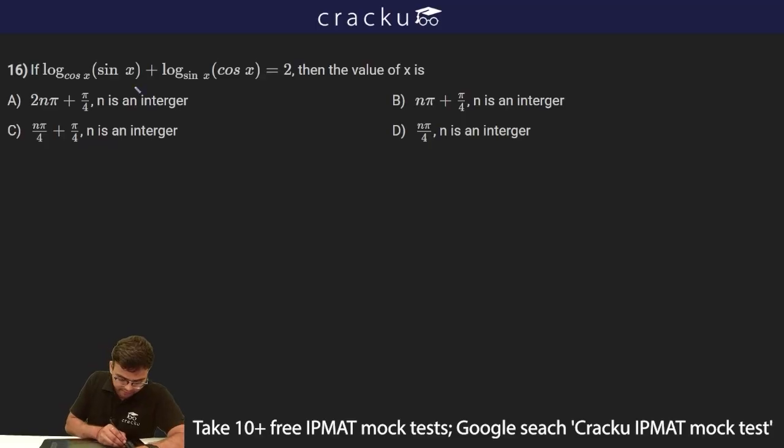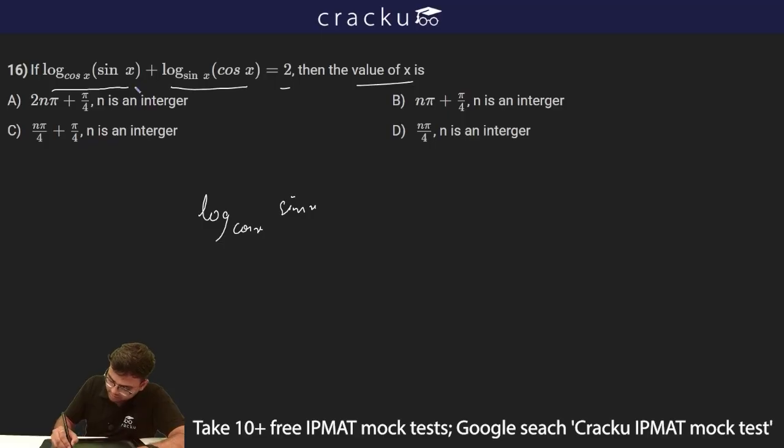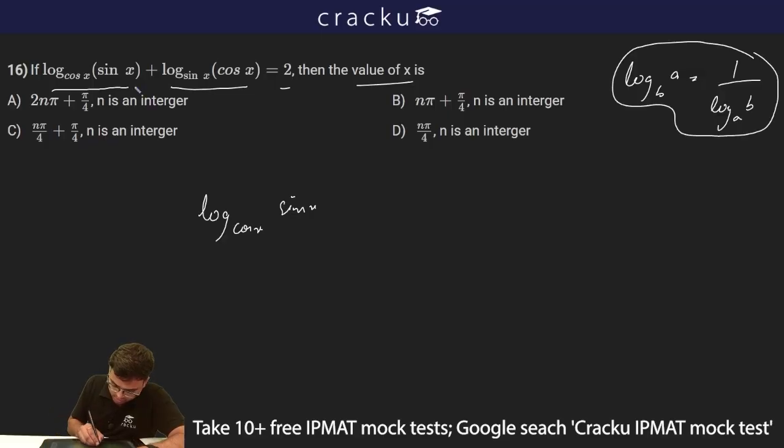The next question is saying if log of sin x to the base cos x and log of cos x to the base sin x is equal to 2, then the value of x is. So let me write it in this way: log base cos x sin x, and we know log a to the base b can be written as 1 upon log b to the base a. So this will be plus 1 upon log sin x to the base cos x. Log sin x to the base cos x is equal to 2. Now if I assume this as t, this will be 1 upon t.